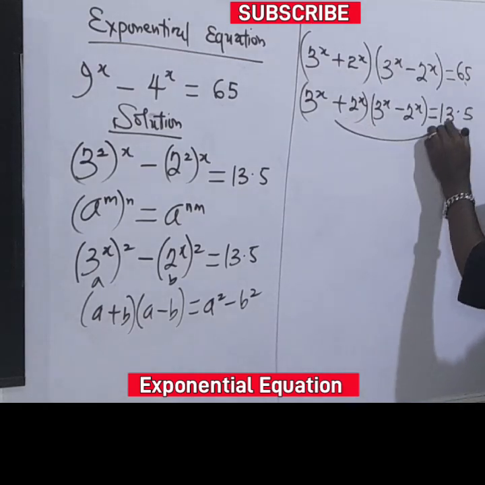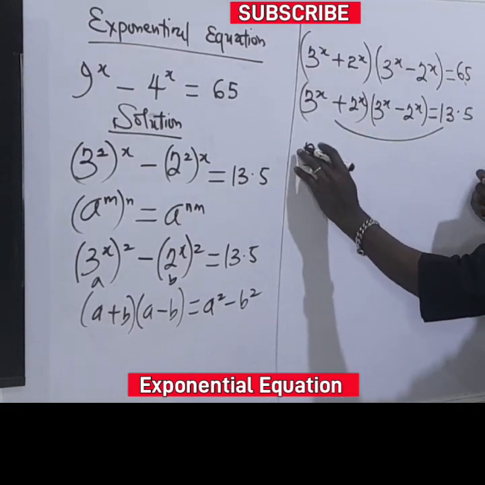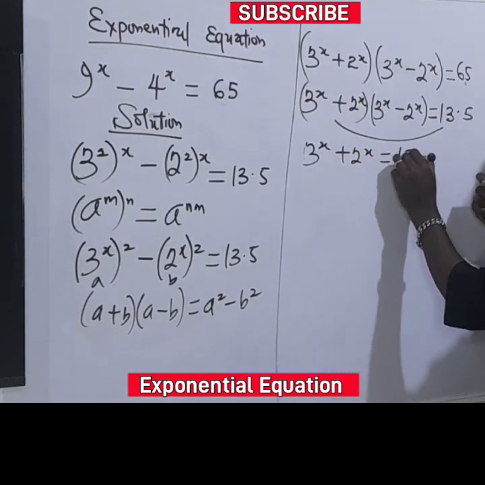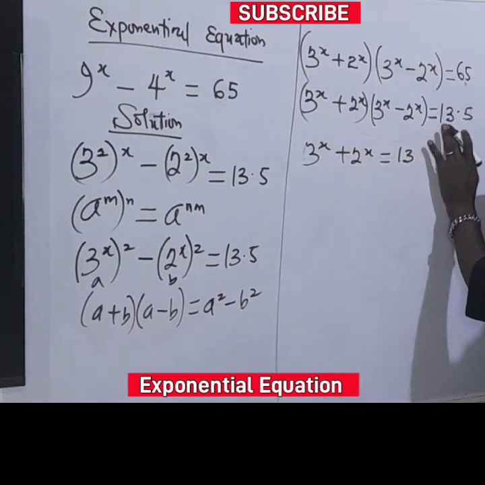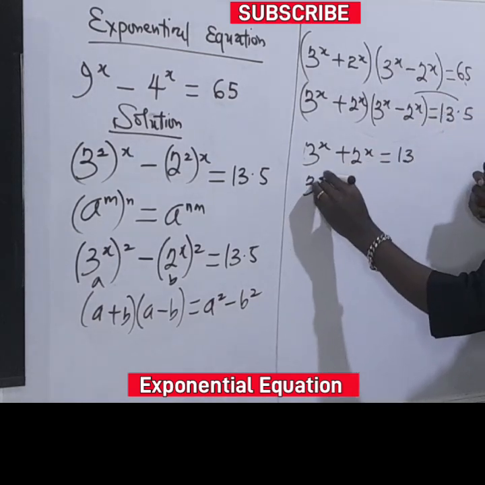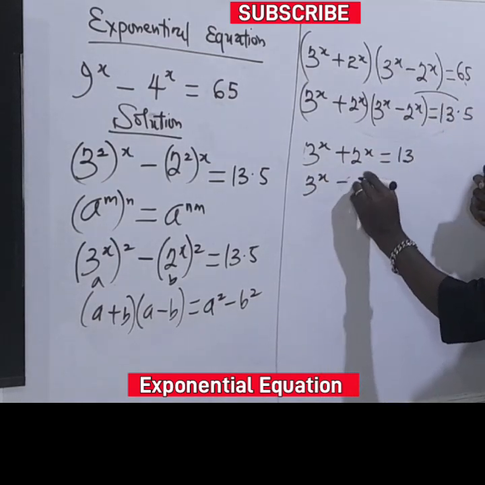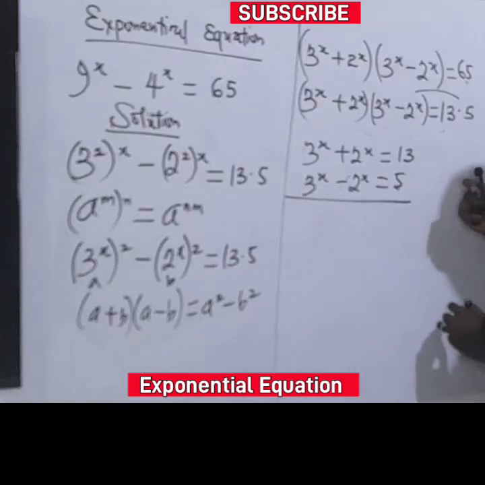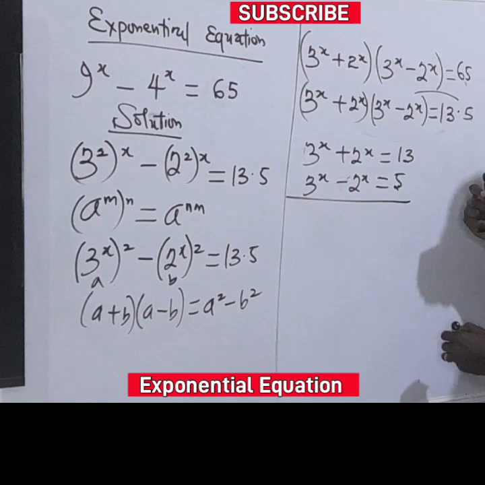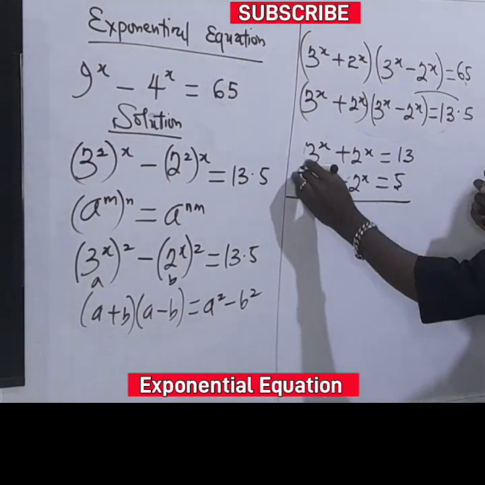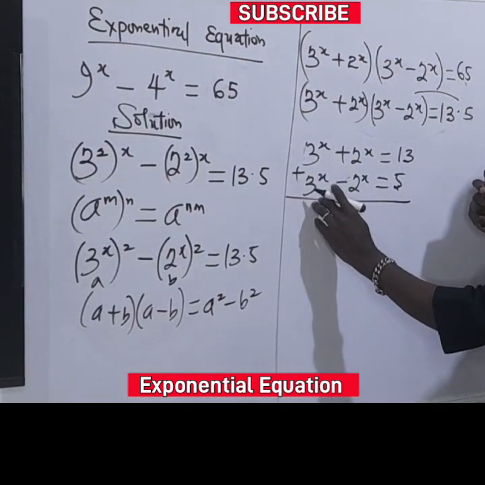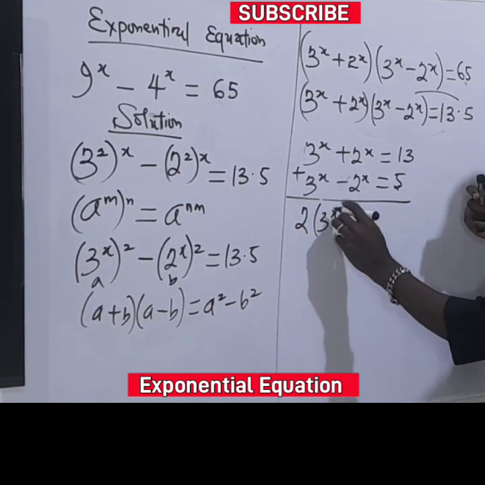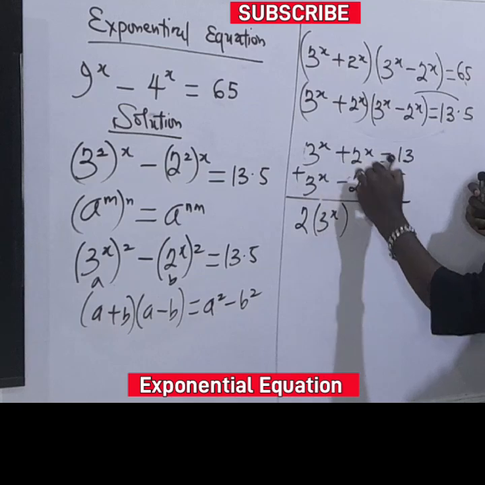Now we can take this as 3 raised by s plus 2 raised by s equal to 13. Then the second one, 3 raised by s minus 2 raised by s equal to 5. Now this is a simultaneous equation. So let's put here as positive. This and this, if you add them, that will give us 2 times 3 raised by s. Negative, positive, this and this will go.